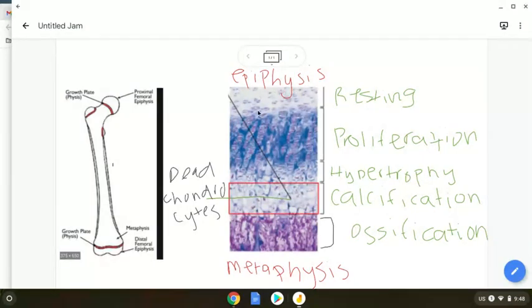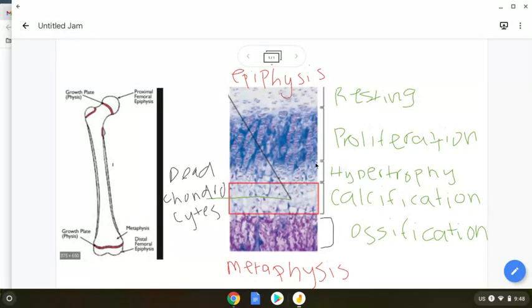So, the zone closest to the epiphysis, the outside of the bone, is going to be your resting zone. And in this zone, the cells aren't doing anything, they're not dividing, they are simply in G0 phase. And so from this zone, they move into a proliferation zone. And what happens in this zone is chondrocytes start dividing rapidly and they start to align in these little stacks. And the concept within this zone is that the more cells there are, the more matrix it is making. And so from this proliferation zone, they move into the hypertrophic zone.